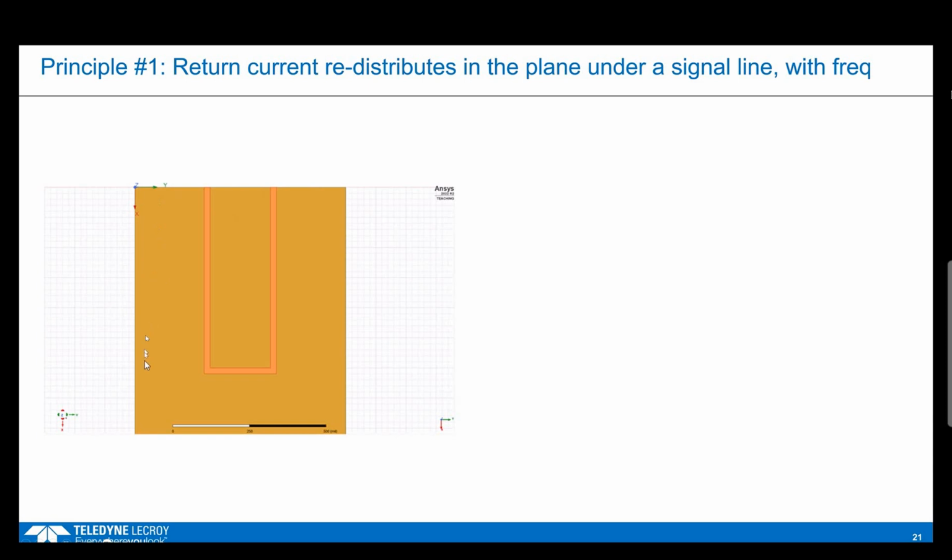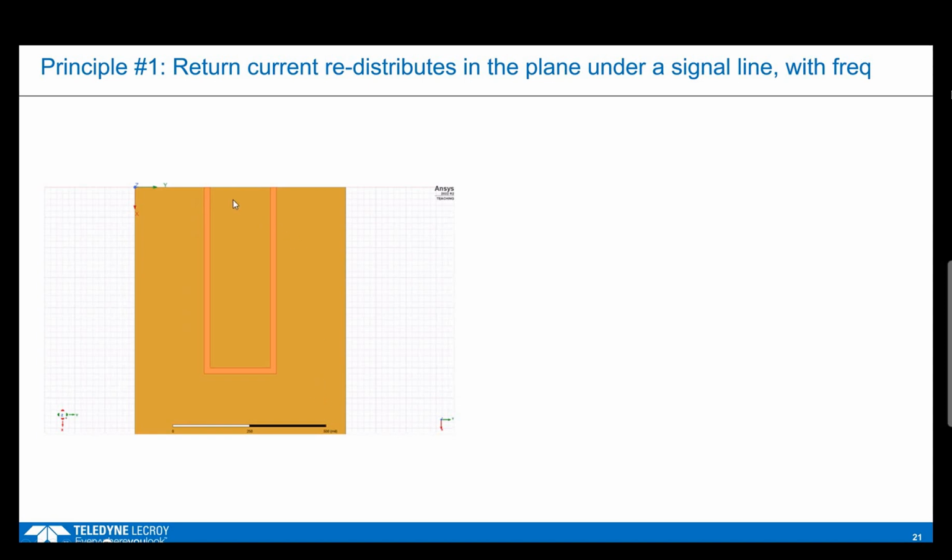This is an example of a virtual two-layer board. The orange here is a solid ground plane, and the orange trace on top is a signal line. So this is microstrip, and the microstrip takes this kind of U shape over here, and we're going to calculate what is the current distribution in the return plane at different frequencies.